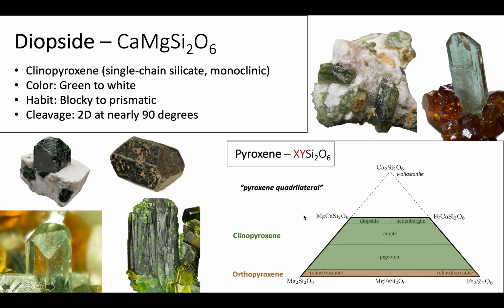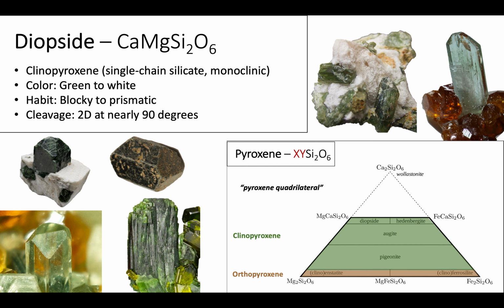So in the bottom right here is a reminder of the pyroxene quadrilateral. When we were looking at igneous minerals, we were primarily looking at augite as our clinopyroxene, or enstatite as our orthopyroxene. Now we're up here, we're a little more calcium rich, looking at diopside as our metamorphic pyroxene.